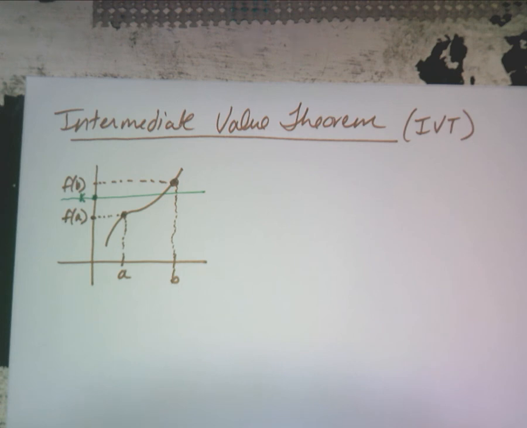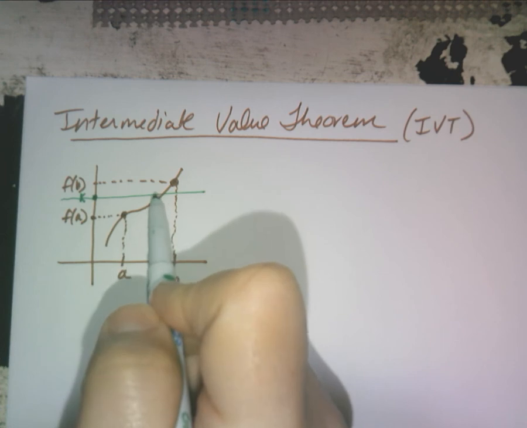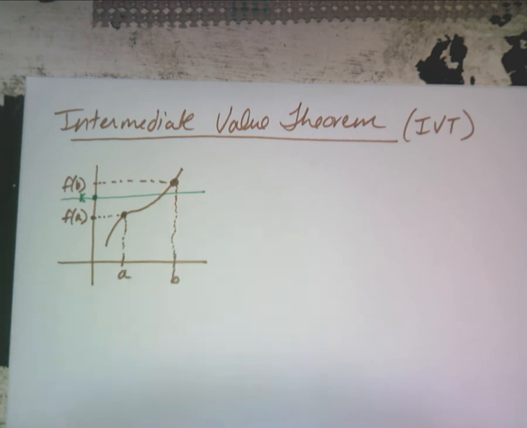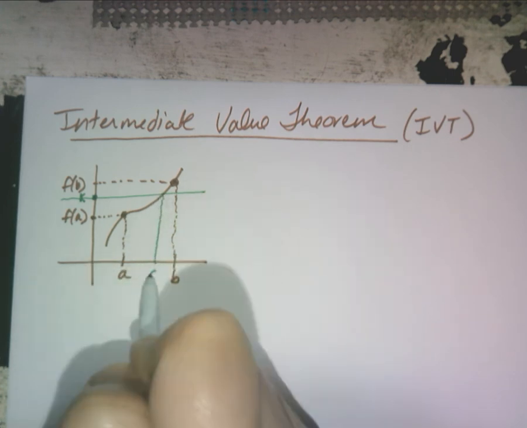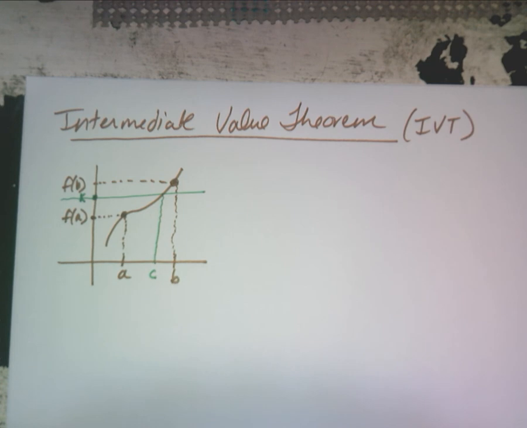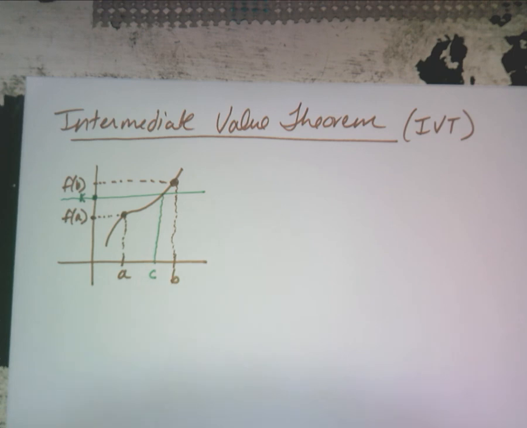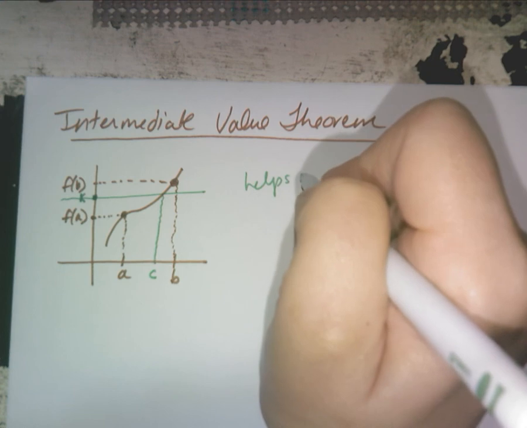That I should be able to then find at least a point where it intersects that curve. Does that make sense to you? That point we're going to call C. And that's the point we're looking for. We're looking for that value in between. What the intermediate value theorem really does for us, it just helps us find zeros.